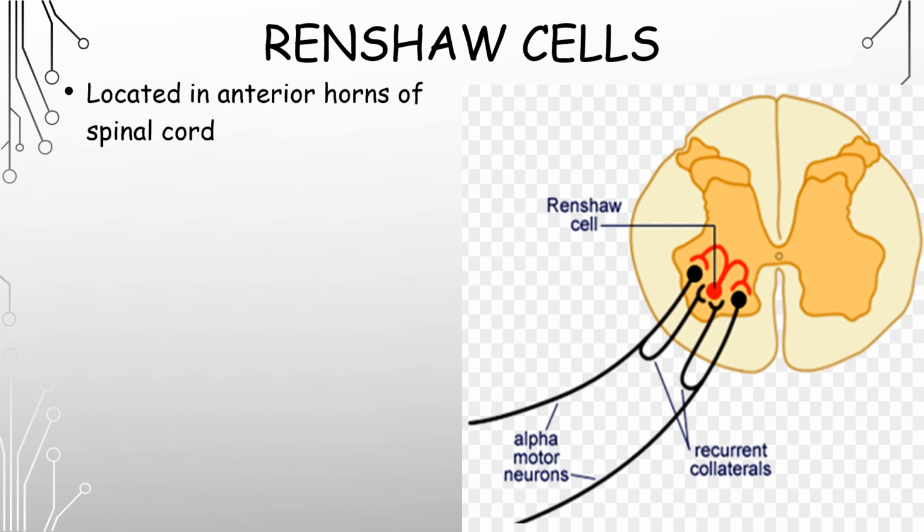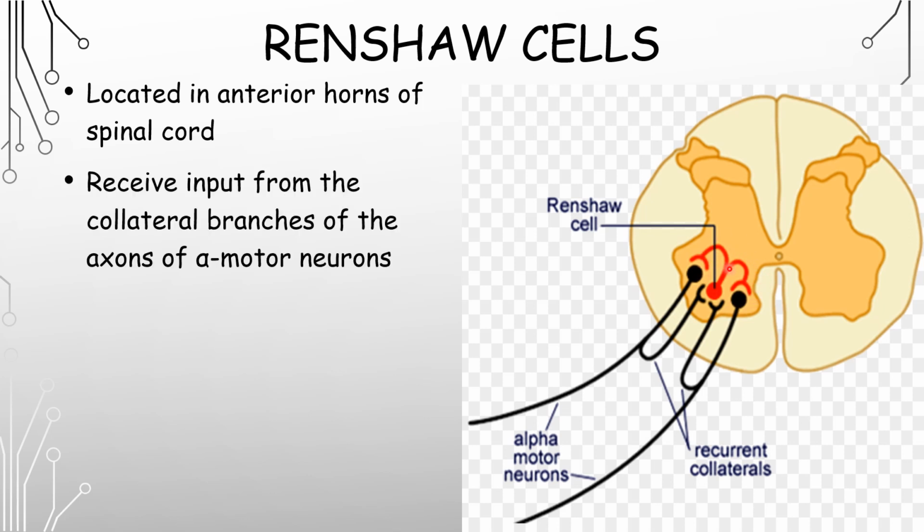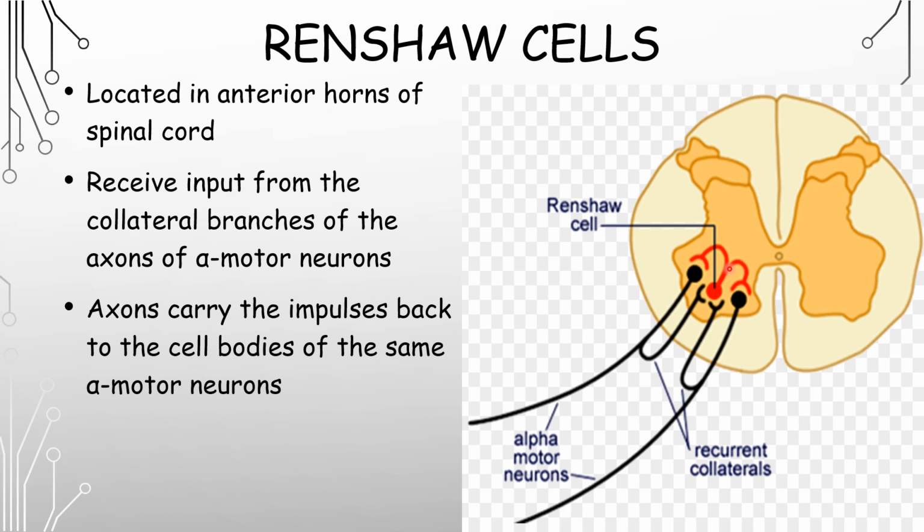Renshaw cells are located in the anterior horns of the spinal cord. They receive input from the collateral branches of the axons of alpha motor neurons. Axons carry the impulses back to the cell bodies of the same alpha motor neurons. These are inhibitory neurons which play an important role in synaptic inhibition at the spinal cord.